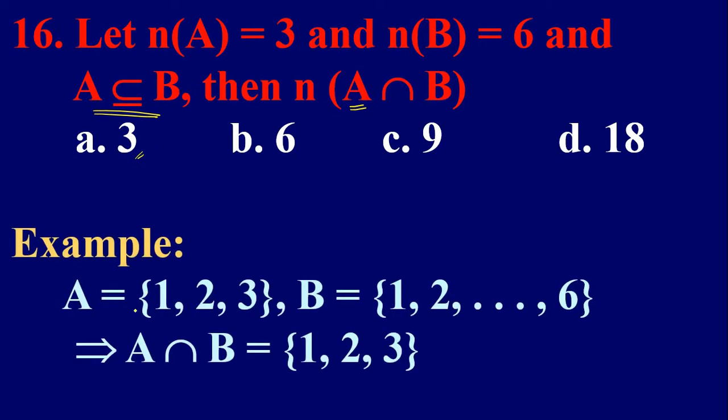Or else we take one example. Take A equal to {1, 2, 3} and B equal to {1, 2, 3, 4, 5, 6}. Now A intersection B is {1, 2, 3}, which contains only 3 elements. Therefore n of A intersection B is 3. So that is option A. Here option A is the correct option.